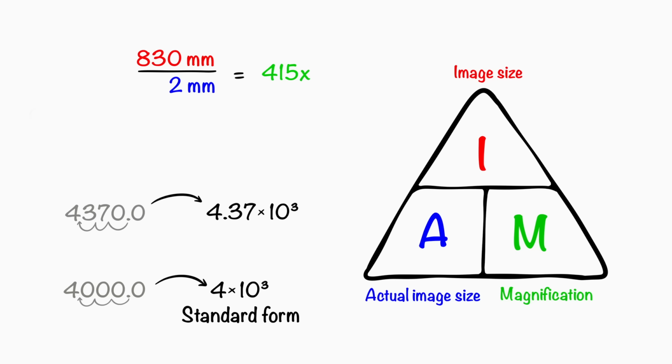This is then followed by a multiplication by 10 to the power of either a positive number if it's a very large number, or a negative number if it's a very small number. The power of the number dictates the number of times the decimal point moves left for small numbers or right for large numbers.